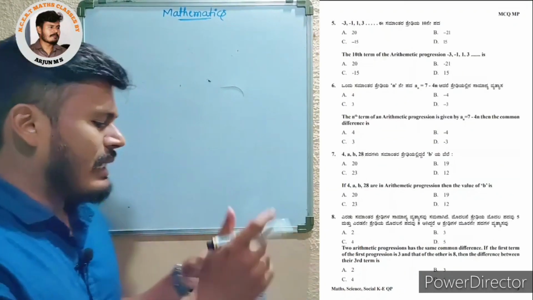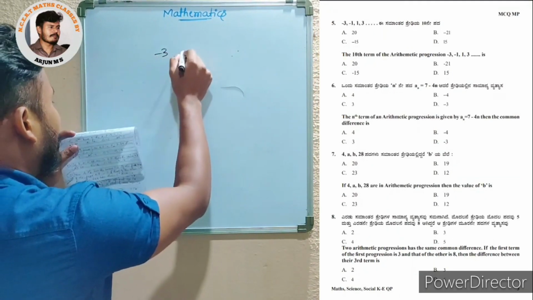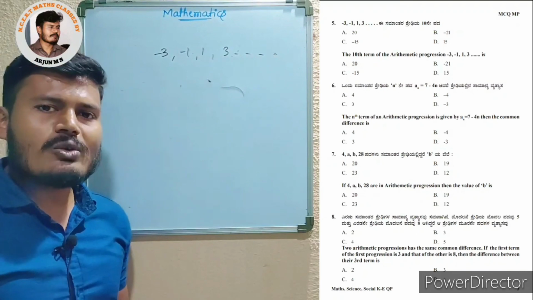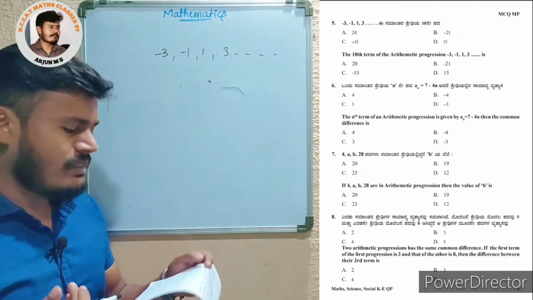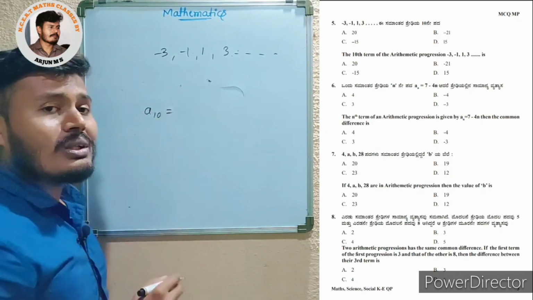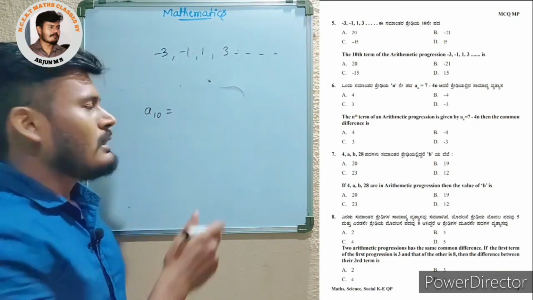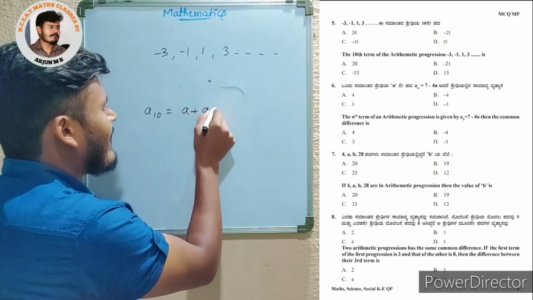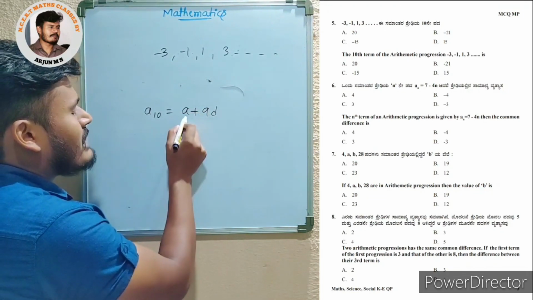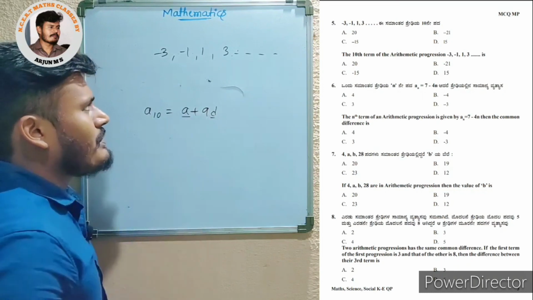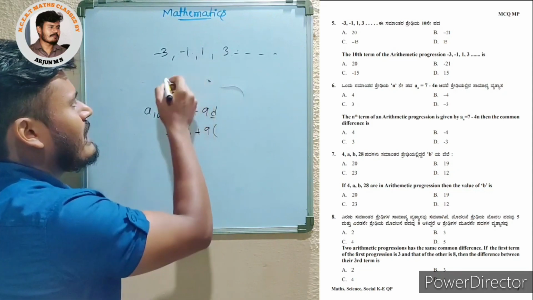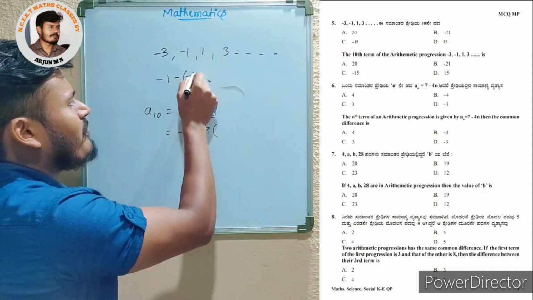The 10th term of an AP minus 3, minus 1, 1 and 3 and so on is. We have to find out the 10th term, right? 10th term of an AP. So here A10 is equal to, we already know the general form of A10. So A10 is equal to a plus 9d. For finding the 10th term of an arithmetic progression, we should know about a and d. So here a is minus 3 plus 9 of, what about d here? Minus 1 minus of minus 3.